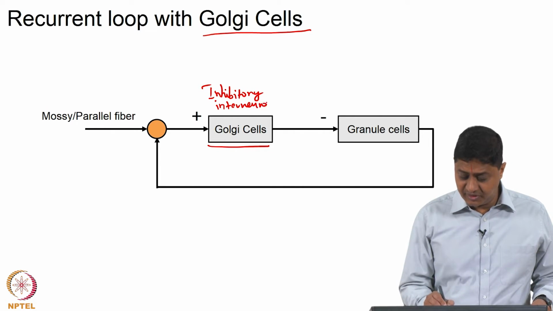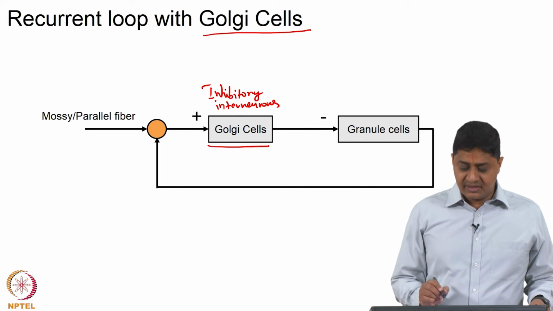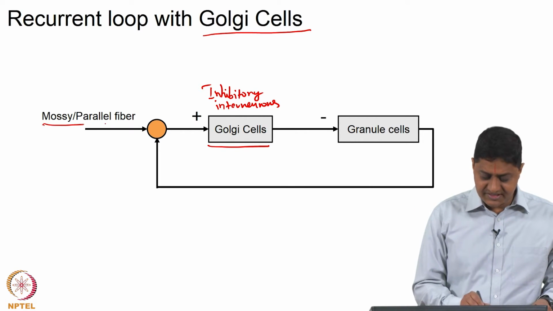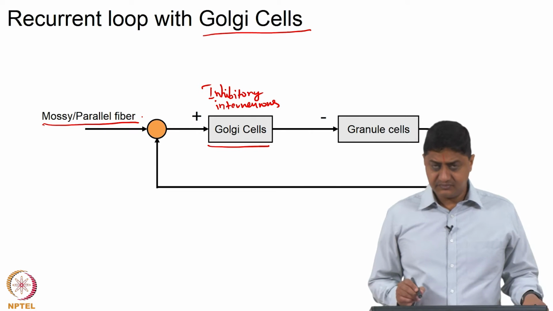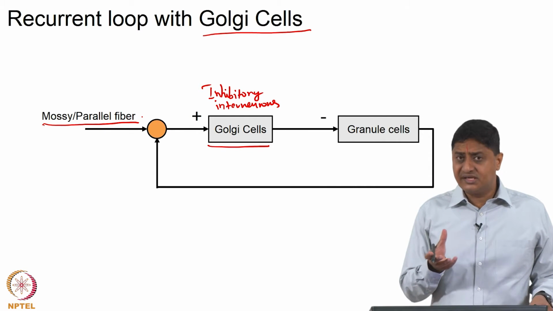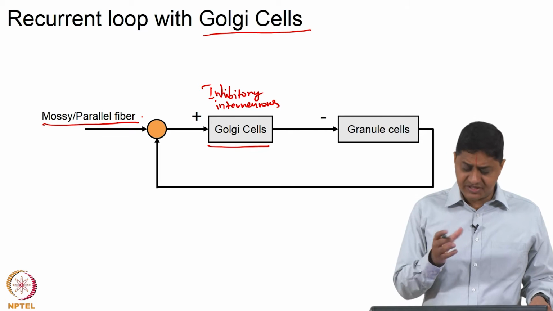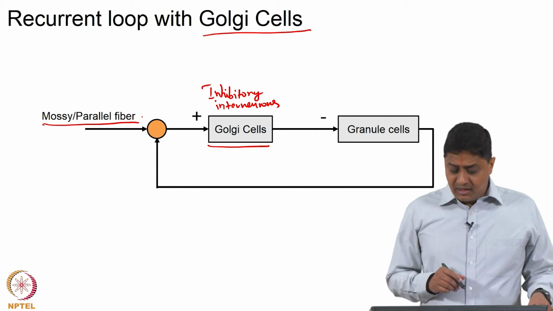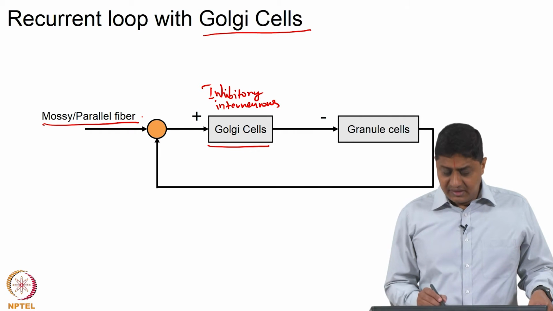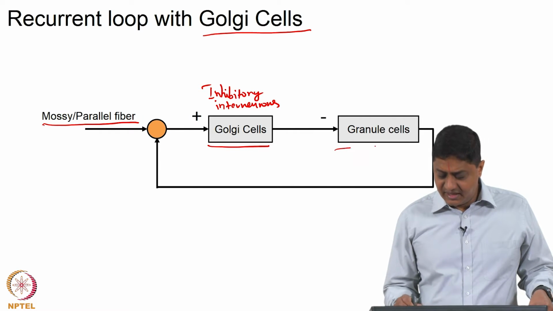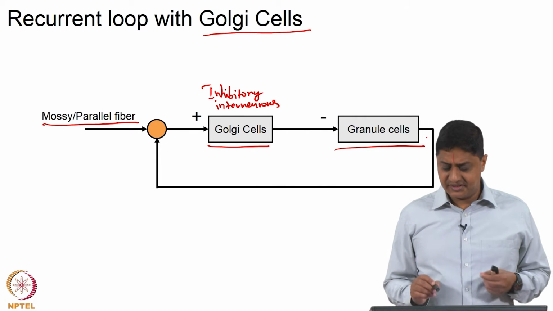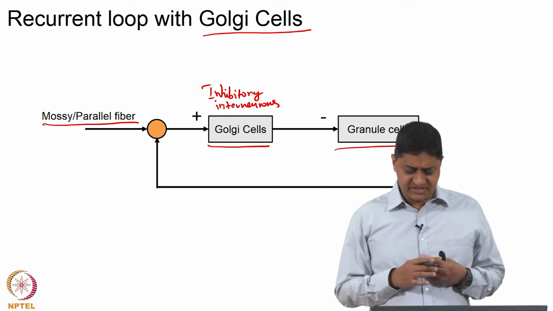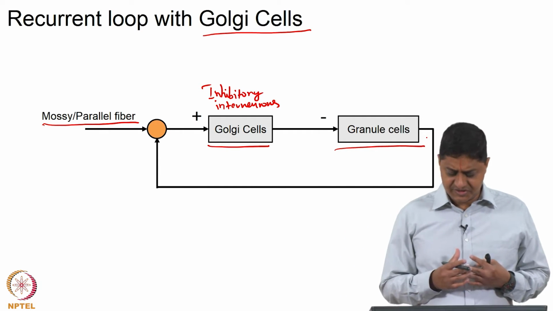So, these are inhibitory interneurons that are excited by the mossy parallel system, right. In the glomerulus they are excited by the mossy fiber, and parallel fibers also excite the Golgi cells, and in turn these Golgi cells inhibit the granule cells, right. What would be the purpose of such an arrangement is the question.